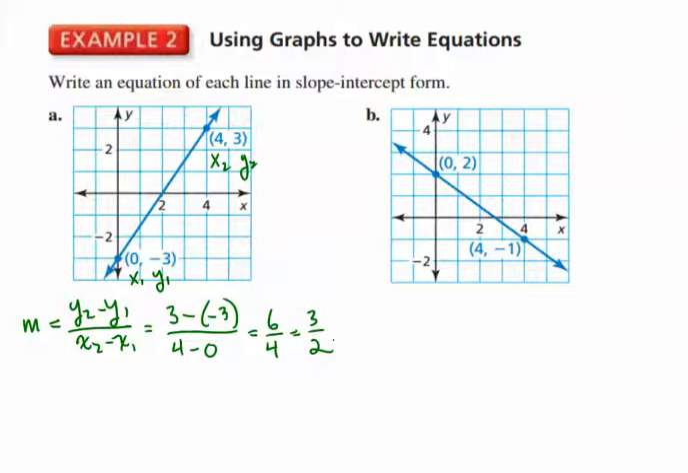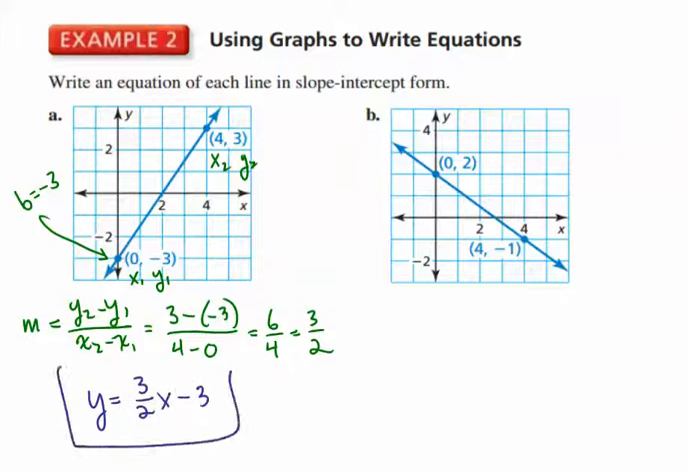Now we should check quickly to make sure that the line has a positive slope, and it does. It goes up from left to right, and our slope is 3/2, which makes sense there. If you look at where the graph crosses the y-axis, it crosses at y is equal to negative 3, and so we put the pieces together. y is equal to 3 over 2x minus 3, and that's the equation of that line.